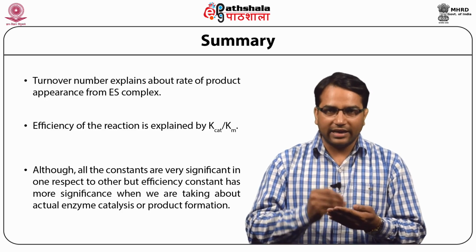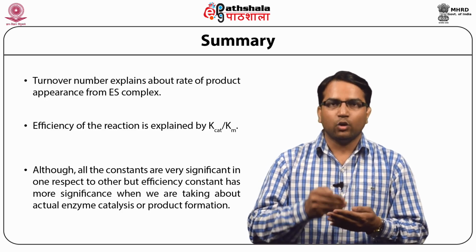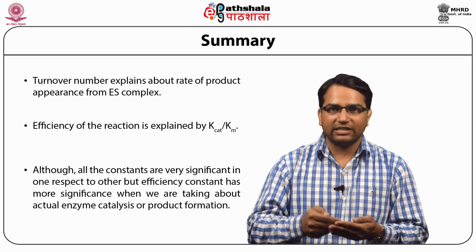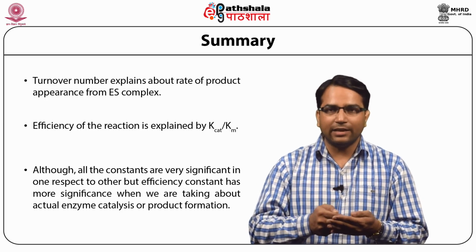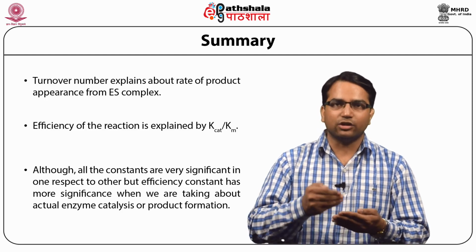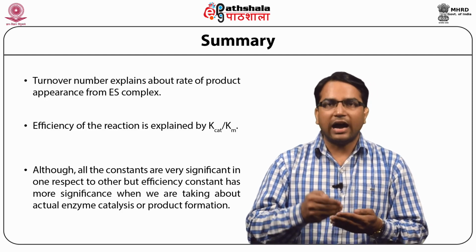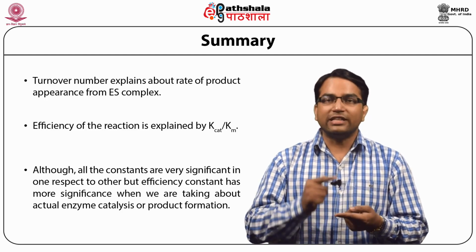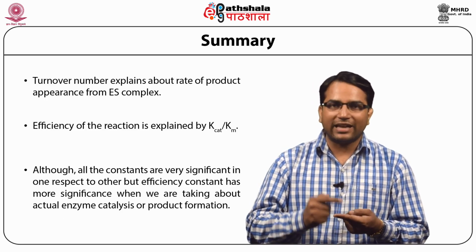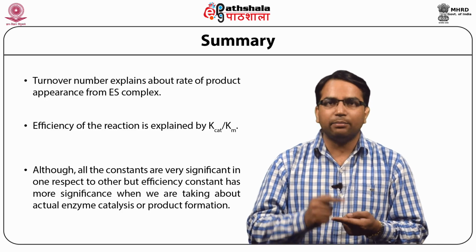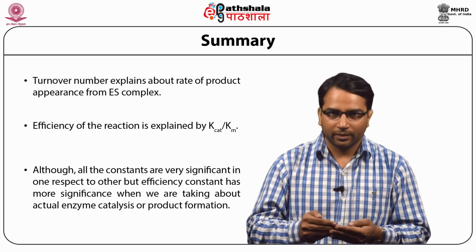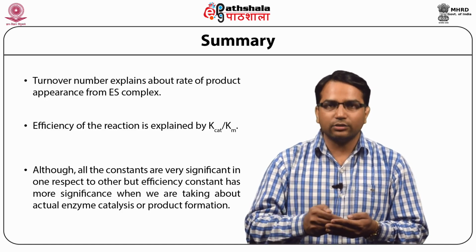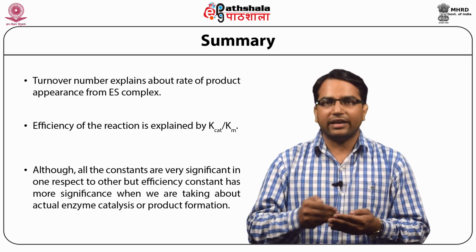And kcat by Km is a constant, where if the rate of product formation is fast, then kcat by Km is high. If the affinity of your enzyme with the substrate is high, then Km is low. That will also lead to a high kcat by Km, because Km is present in the denominator. So in this way, you can say that overall enzyme catalysis is mainly decided by the efficiency of a particular enzyme, and the regulatory step is also decided by the kcat by Km.